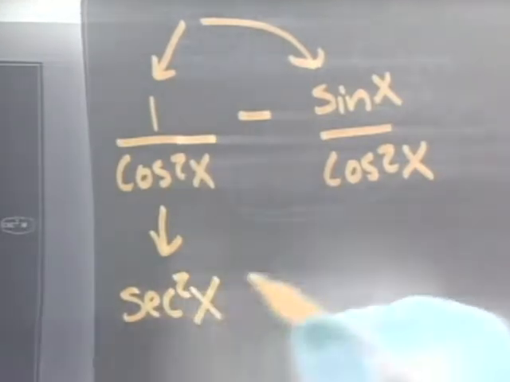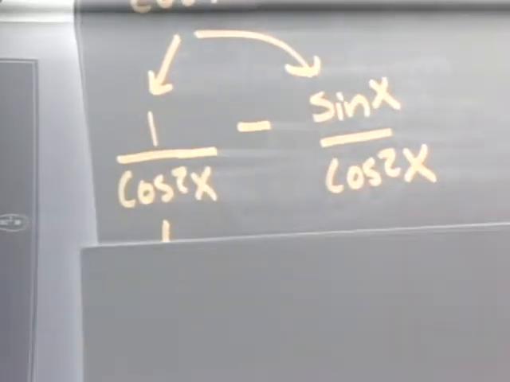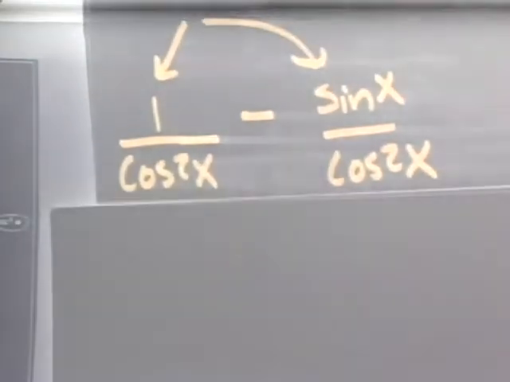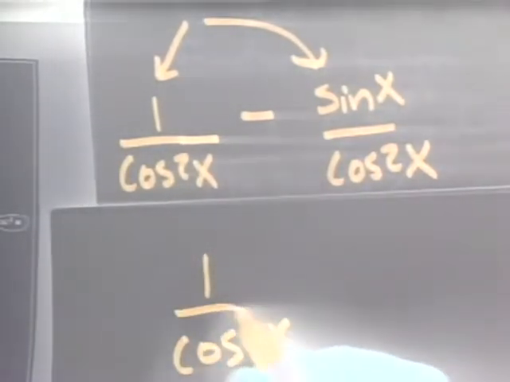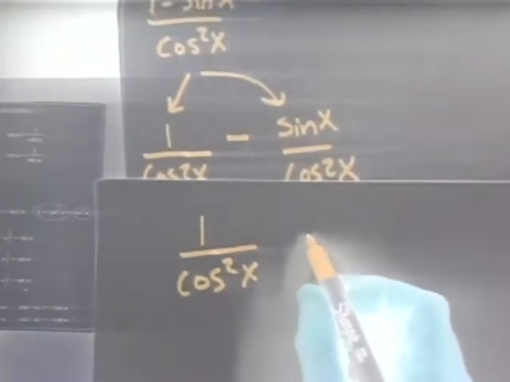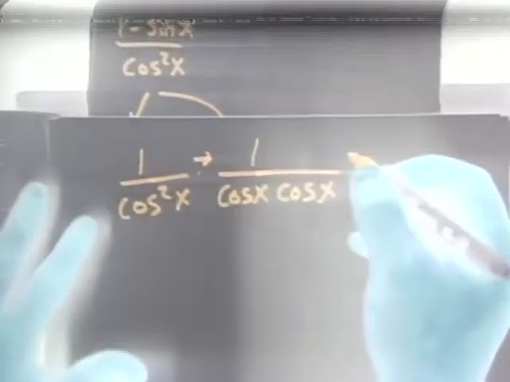But I want to make sure I'm not just making something up. You've got to trust me on this. Why is that the case? Well, 1 over cosine squared x is really just a fancy way of saying 1 over cosine x, really. So 1 over cosine squared x is 1 over cosine x times 1 over cosine x. And whenever I have 1 over cosine x, that's really just the same as saying 1 over cosine x times 1 over cosine x.